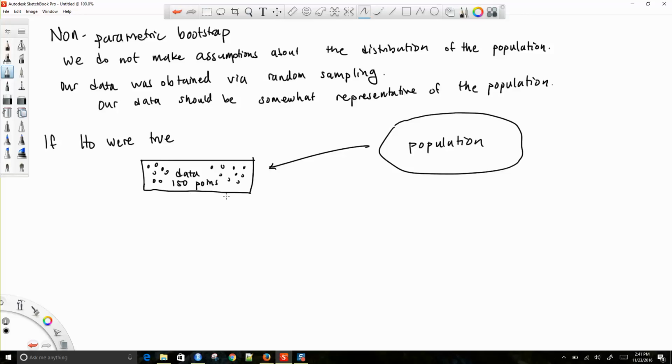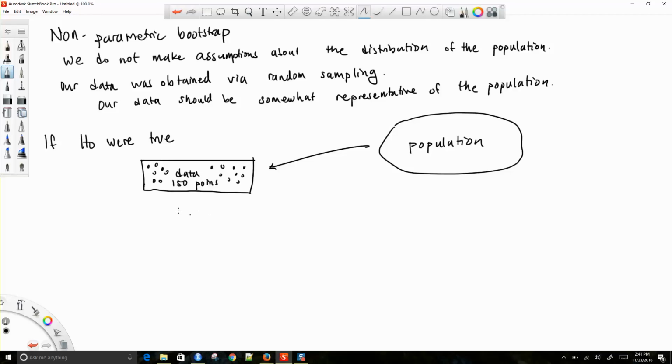It's like we're making infinite copies of this data set. We're taking these 150 points and creating 1,000 or 1,000,000 copies of this, and we're going to say this is now my population. That's kind of what we have to do when this is all we have. This is pulling ourselves up by our bootstraps.